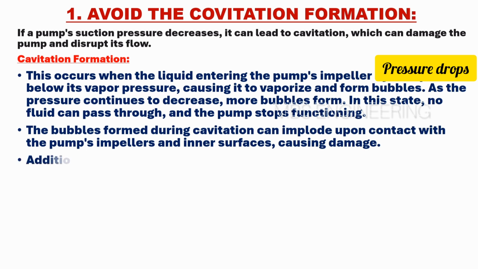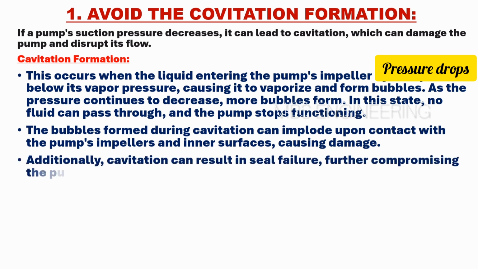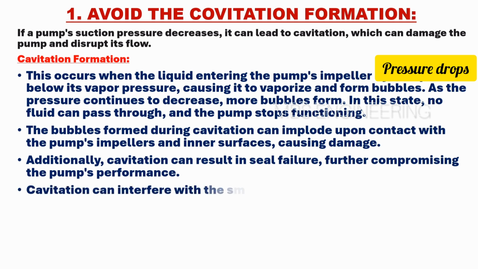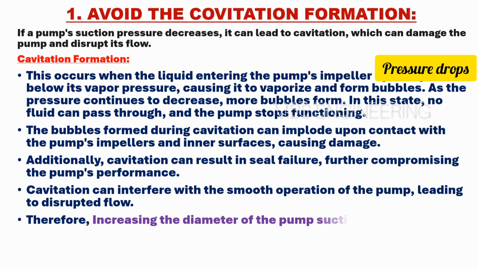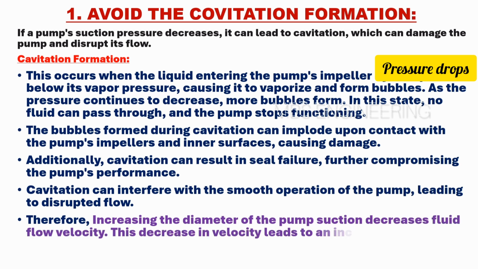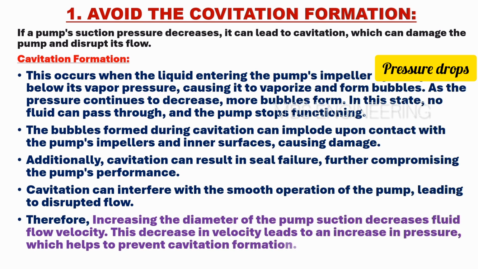Next, additionally, cavitation can result in seal failure, further compromising the pump's performance. Next, cavitation can interfere with the smooth operation of the pump, leading to disrupted flow. Therefore, increasing the diameter of the pump suction decreases fluid flow velocity. This decrease in velocity leads to an increase in pressure, which helps to prevent cavitation formation.